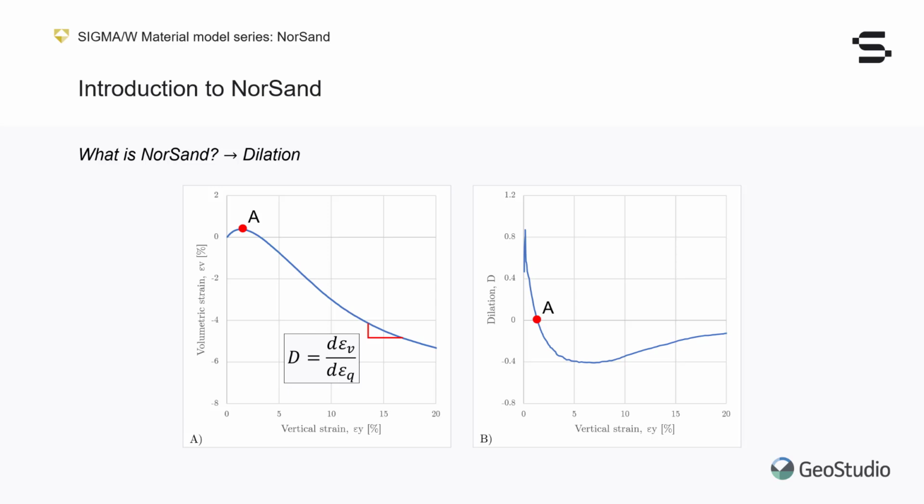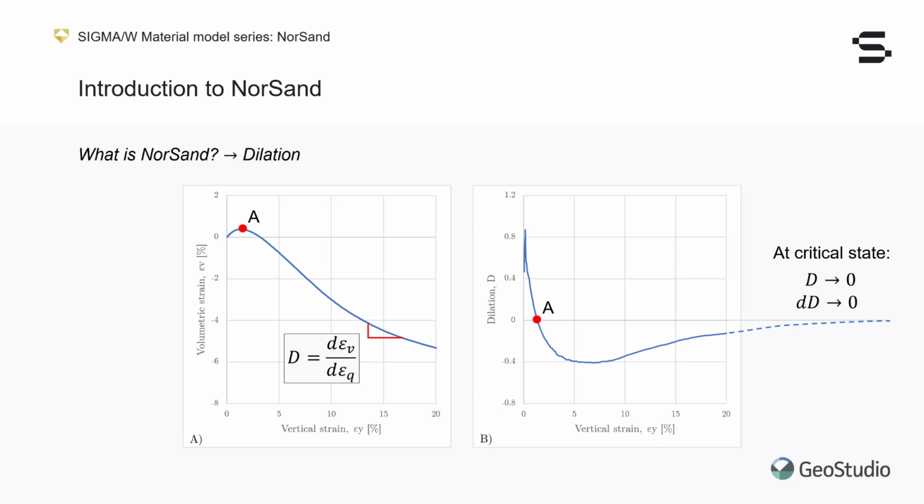An interesting point about dilation is that it closely relates to the critical state. If we were able to continue to shear the sample in the laboratory to very large deformations, we would see that dilation will tend towards zero and that the slope of dilation will also tend towards zero. These two conditions are the exact definition of the critical state. This is, in fact, one of the several ways to express the critical state conditions.